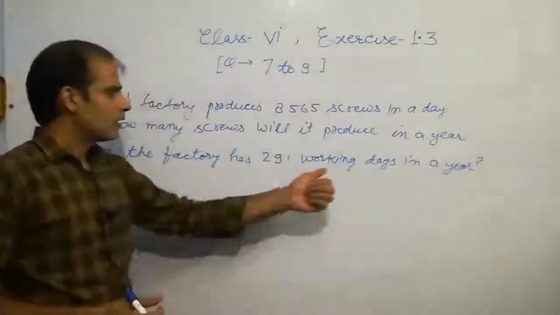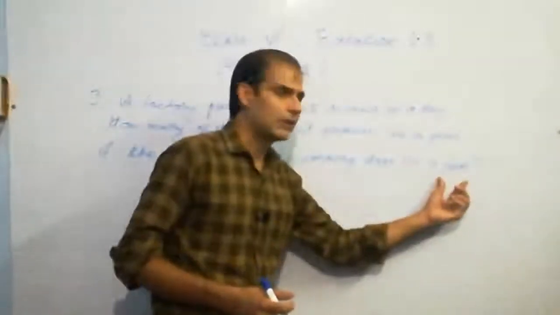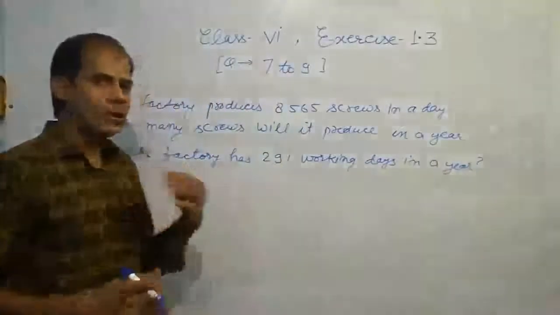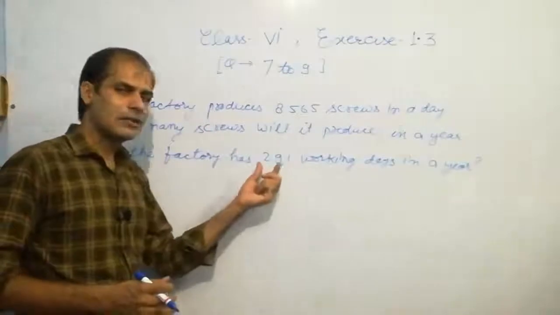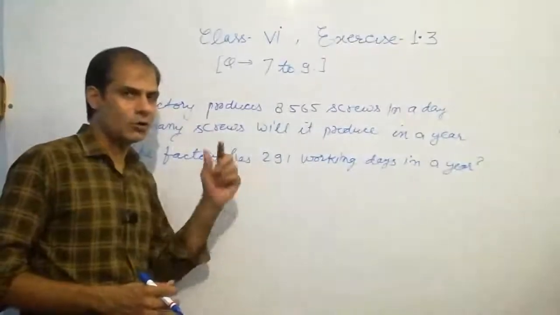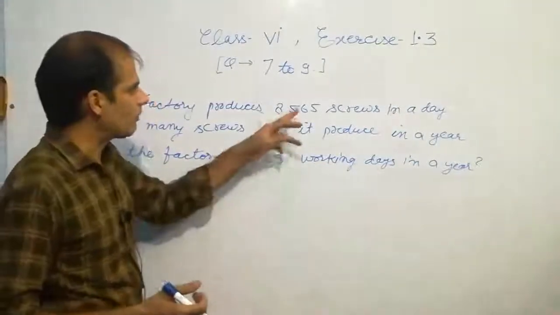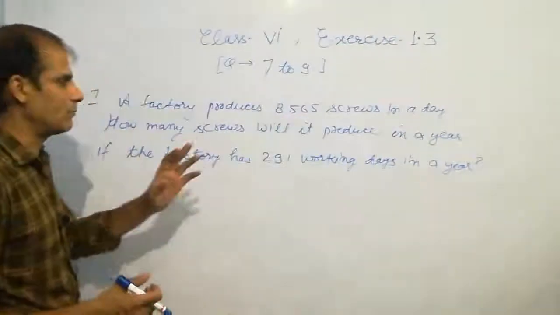But in a year, what is the meaning of the year? You don't need to consider 365 days, okay, because the factory has 291 working days, not 365. So you will multiply this number by this number.